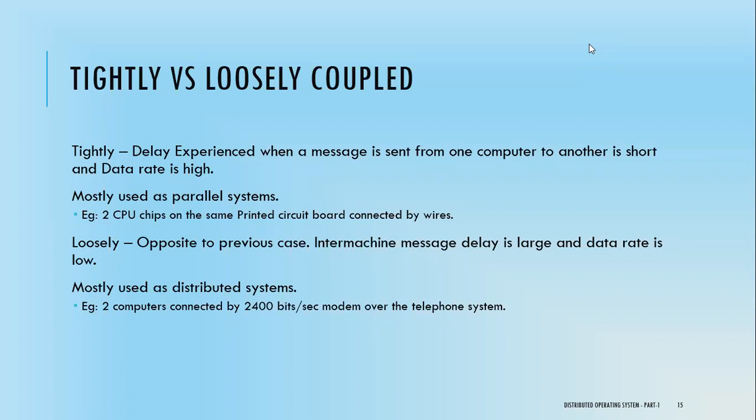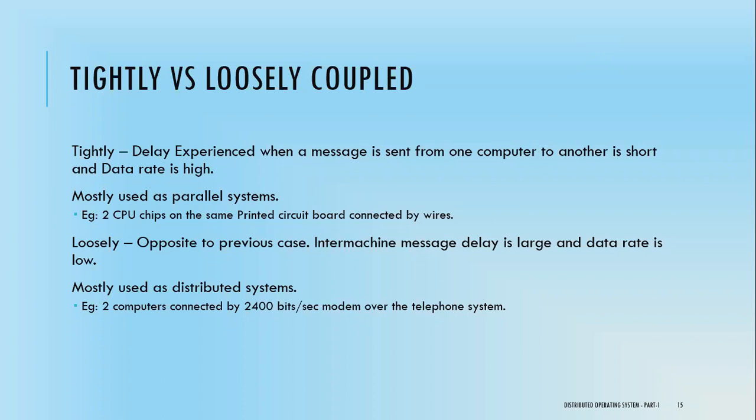Tightly versus loosely coupled. Tightly coupled means the delay experienced when a message is sent from one computer to another is short and the data rate is high. Mostly used as a parallel system. Example: two central processing unit chips on the same printed circuit board connected by wires.